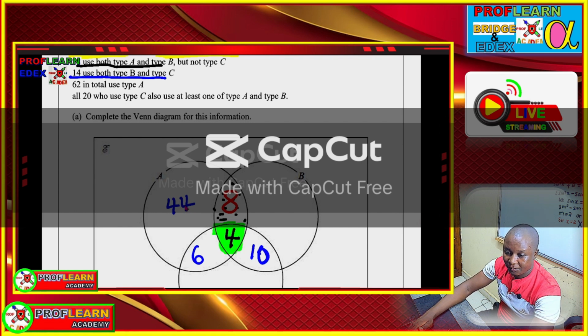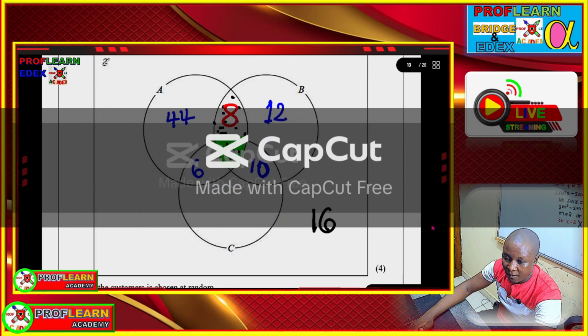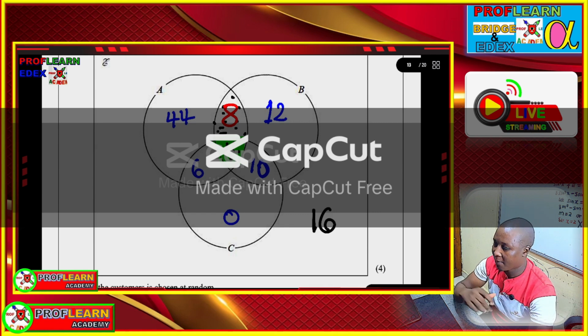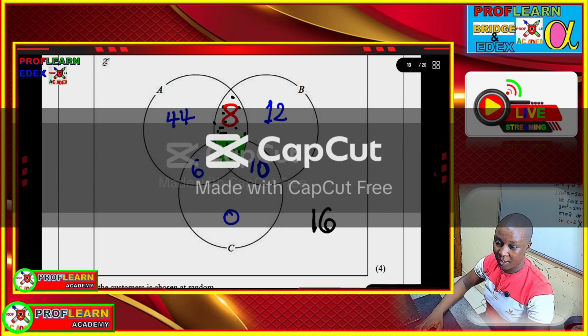And then the remaining part in this section, we need to complete this, is going to be 12, and finally down here we shall have 0. So anytime you are going to do a question to do with Venn diagrams, you have to ensure you read carefully so that you can place it in its right place. If you have any question, write in the comment section, in the chat section. If there's any area that is not clear, I can repeat that area.